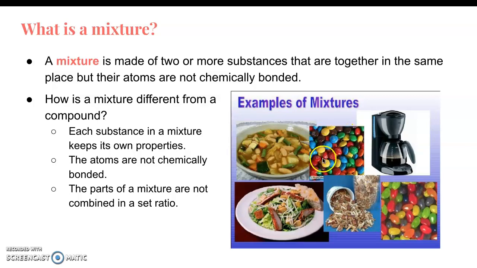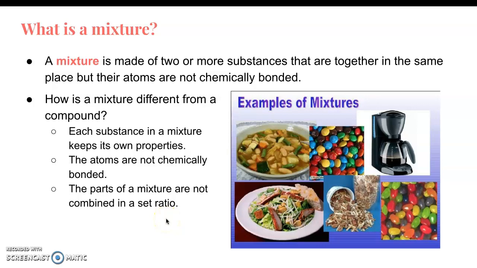These are still different colors of M&Ms. It's not like by putting them together they form some new substance like we did with hydrogen and oxygen forming water. So each substance that is in a mixture is going to keep its own properties. The atoms are not chemically bonded. And depending on the type of mixture, you may question this, but different from a molecule.